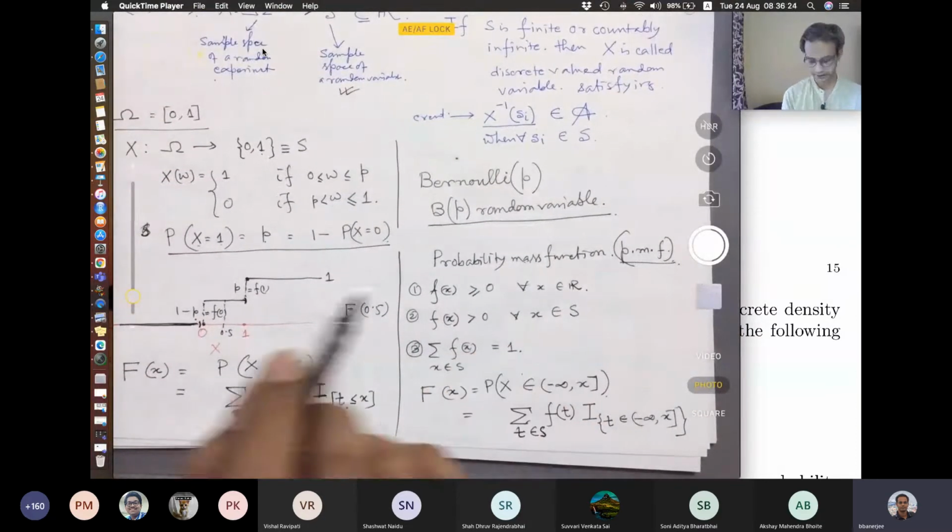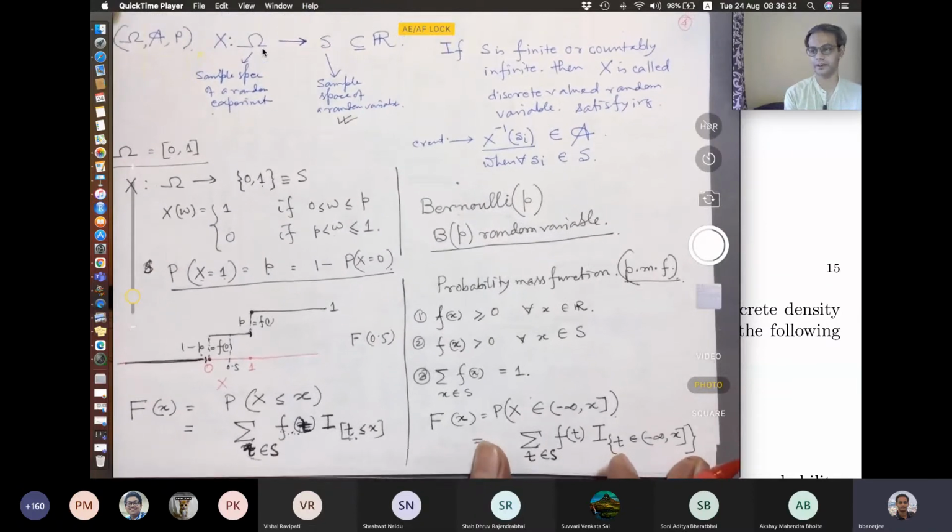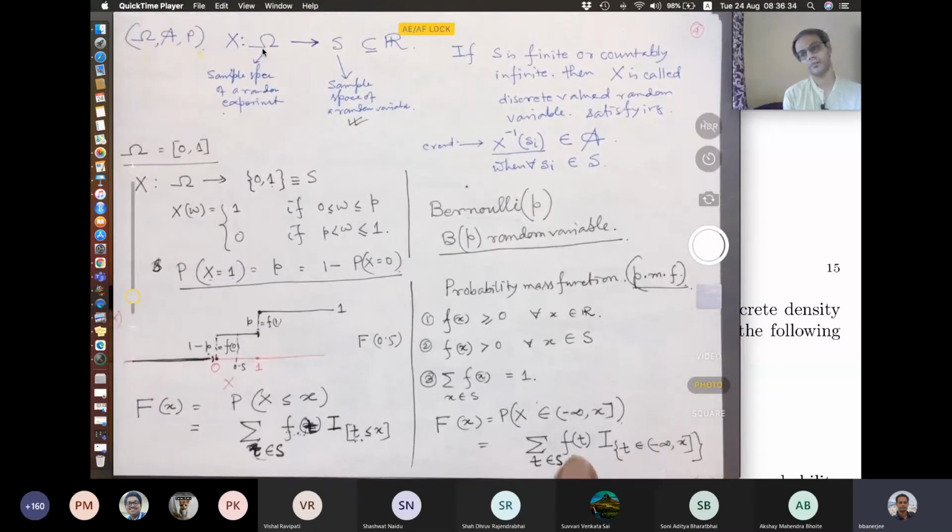And another remark that I should make here is, when we say discrete valued random variable, it need not be integer.